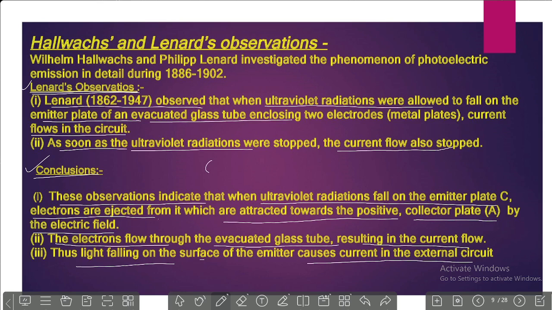I told you here this is the cathode, and here the anode is there. So when light falls on this cathode, what will happen? Electrons coming out from the cathode will get attracted towards the anode, resulting in the current. So this is how the photoelectric effect was initially understood by Lenard, and the conclusion was also given by Lenard.